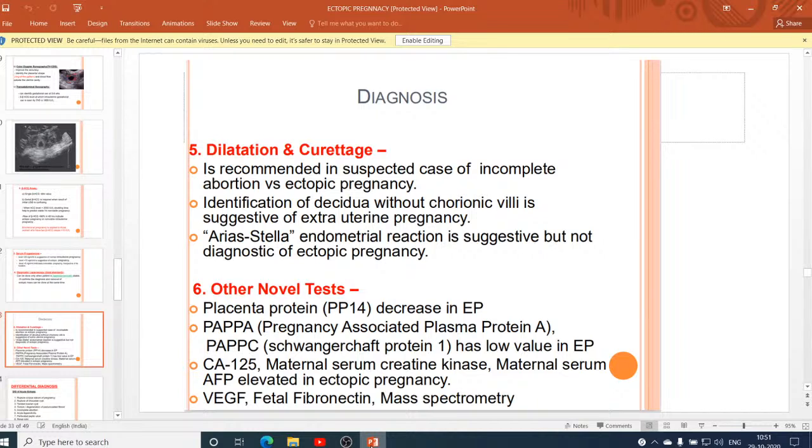Arias-Stella endometrial reaction is suggestive but not diagnostic of ectopic pregnancy. Other novel tests: placental protein decreases in ectopic pregnancy, pregnancy associated plasma protein A and SP1 have low values in ectopic pregnancy. Then CA125, maternal serum creatine kinase, maternal serum AFP and VEGF are elevated in ectopic.